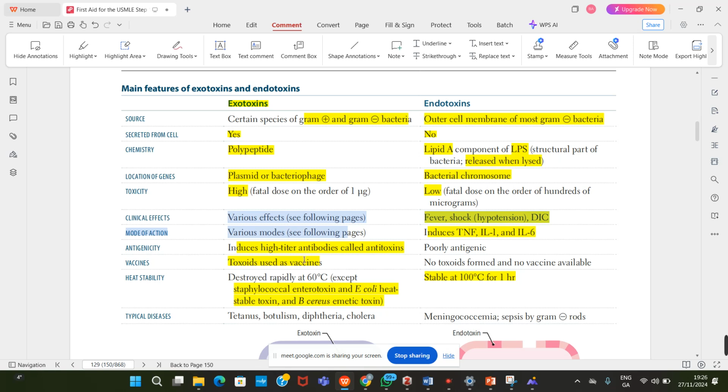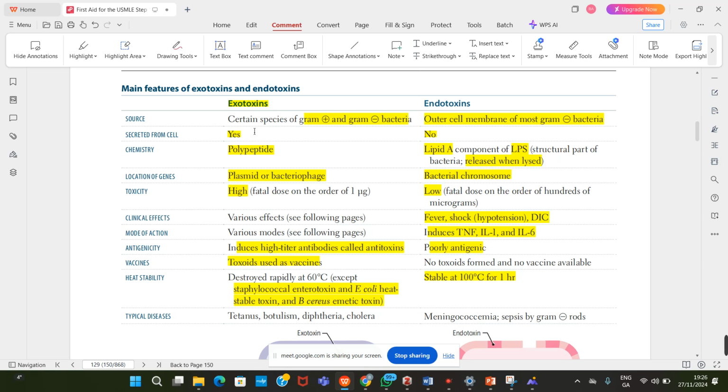What about the antigenicity? Exotoxin, we can develop antibodies against them. Don't forget they are proteins, so you can develop antitoxin. So that's why we have antitetanus antitoxin. That's why we have diphtheria antitoxin. But you cannot develop antibody against endotoxin. Most of them are lipid and polysaccharides, so they are poorly antigenic.